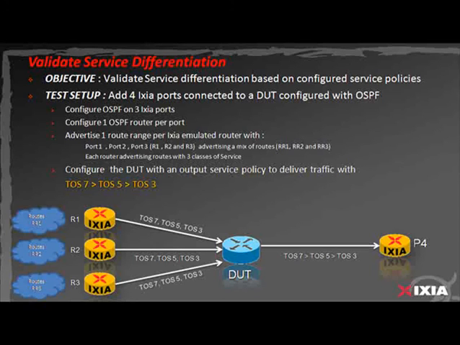Chapter 5, Use Case 2. The objective of this test is to validate service differentiation based on configured service policies. We expect the DUT to forward traffic with highest precedence with the best performance. For this setup, we are using 4 Ixia ports connected to a device under test configured with appropriate service policies to forward higher precedence values with better performance than lower precedence values.